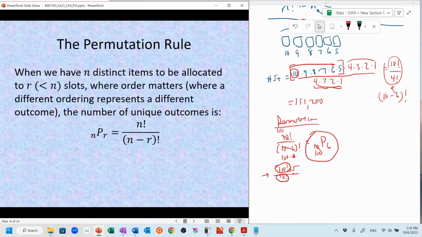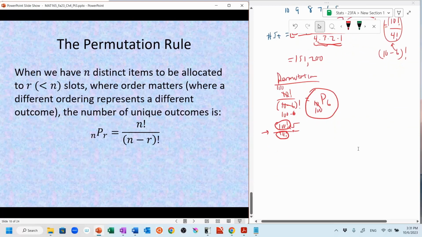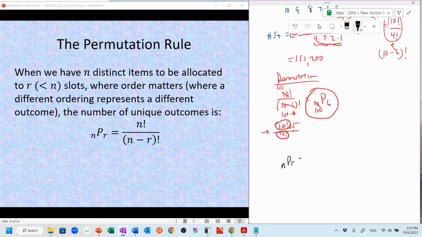So the permutation rule: when we have n distinct items to be allocated to r slots, where r is a number less than n, and where order matters, the number of unique outcomes is nPr equals n factorial over n minus r factorial. So that's the permutation rule. Now, quick question on this. So nPr is n factorial over n minus r factorial. What if r equals n?